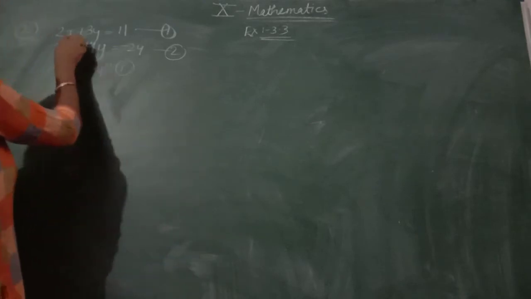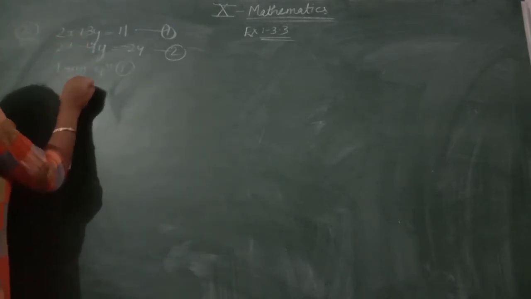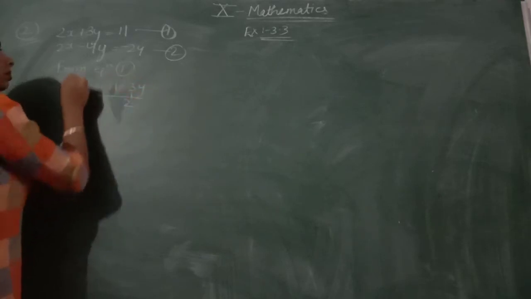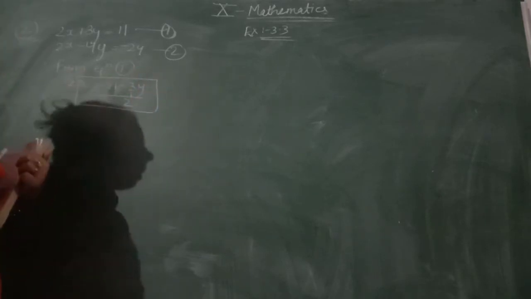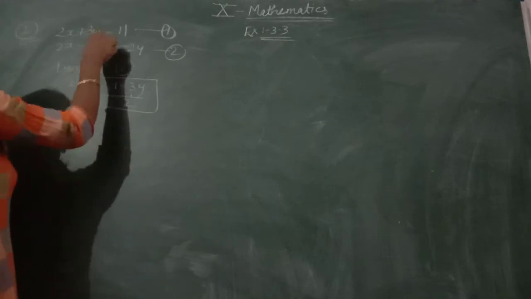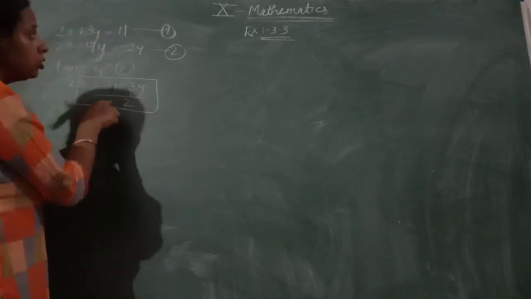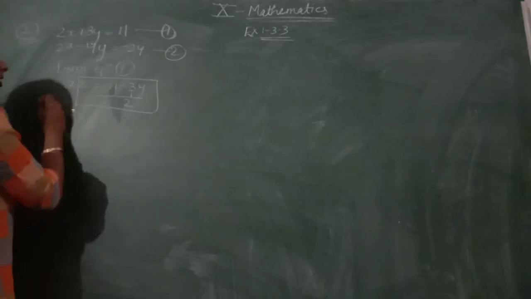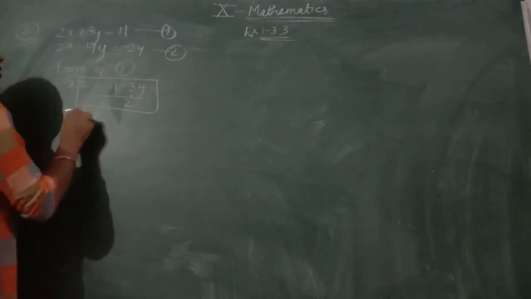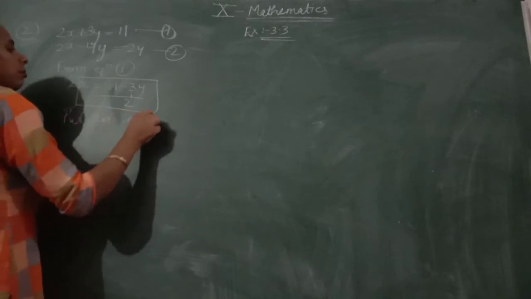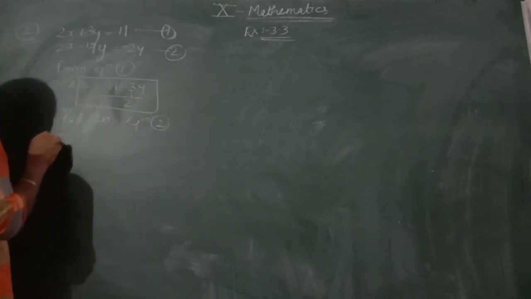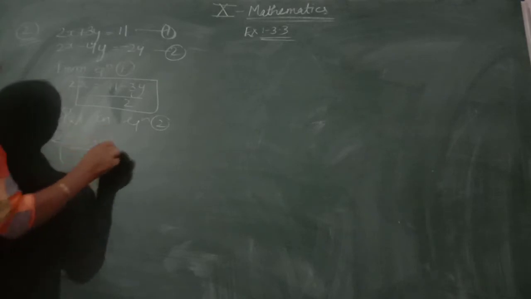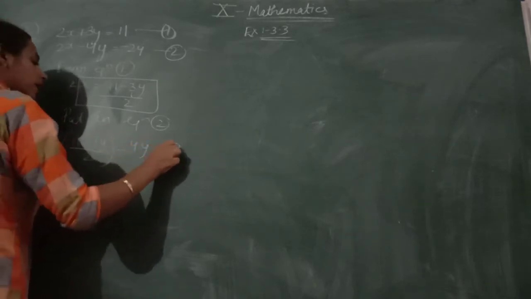I am taking the value of x here: 2x = 11 - 3y. So the value of x will be (11 - 3y)/2. Since we are getting it from the first equation, you have to put it in the second equation. So firstly write here: put in equation number 2, that is 2 into (11 - 3y)/2 - 4y = -24.